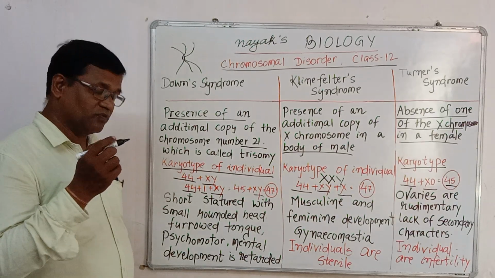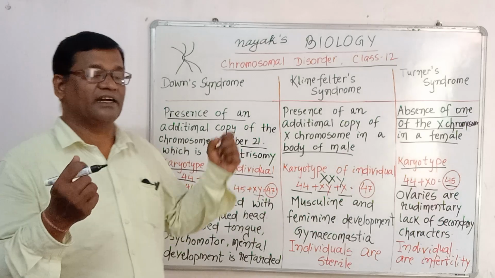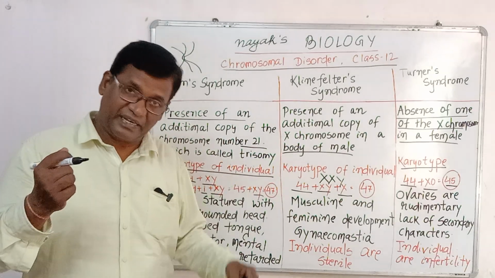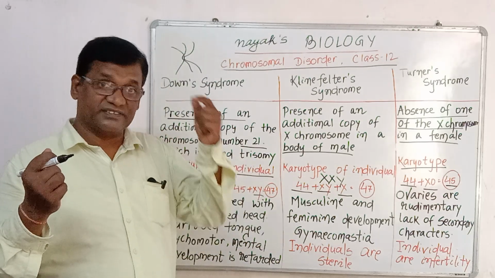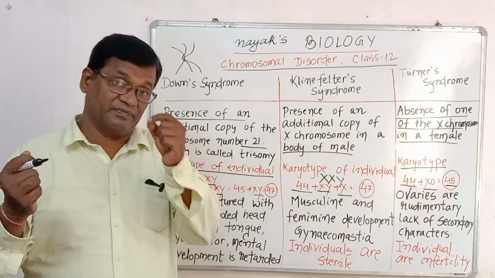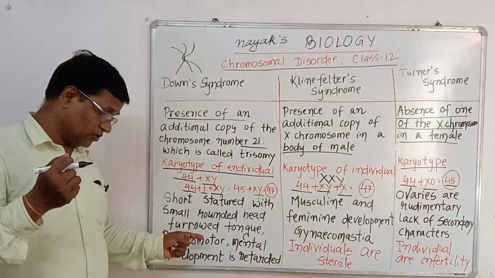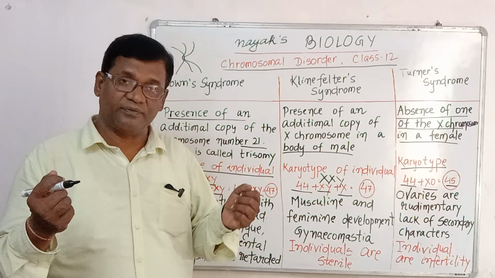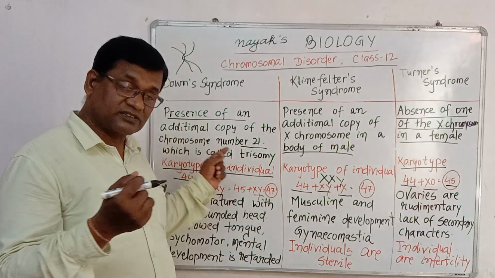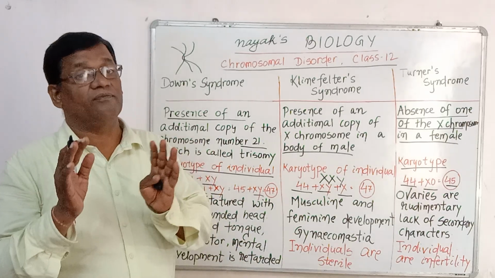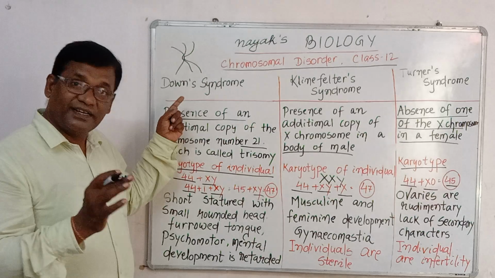And psychomotor, what is psychomotor? Suppose you are riding a car. When you ride, you have to balance all these things: balance of the leg, balance of the hand, balance of the mind. When these three have proper coordination between them, that is called psychomotor. If the mental condition is not proper, you cannot drive properly. That's why in Down syndrome the mental development is poor and psychomotor problems develop.